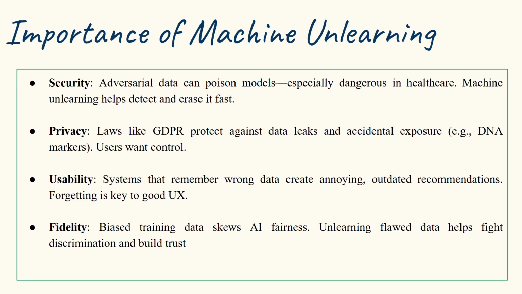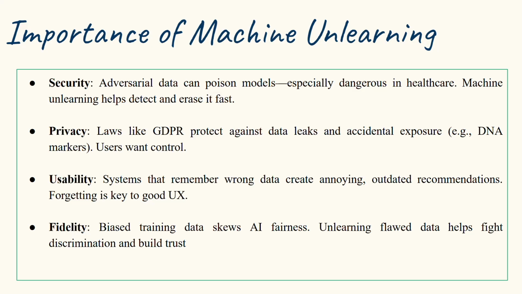Next, privacy. Laws like GDPR in Europe or California's Consumer Privacy Act aren't just legal jargon, they are shields for users, giving them the right to be forgotten. Why? Because leaks happen. Cloud systems juggling backups and copies can accidentally spill your info. Or take genetic data. Machine learning can accidentally expose someone's DNA markers. Users aren't paranoid, they just want control when the stakes are that high.